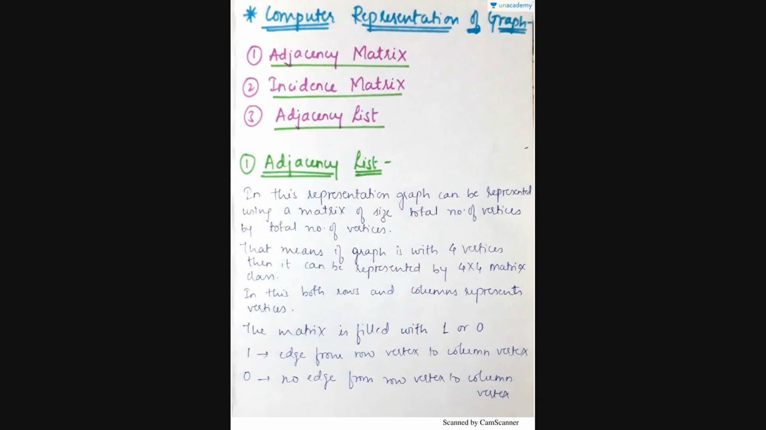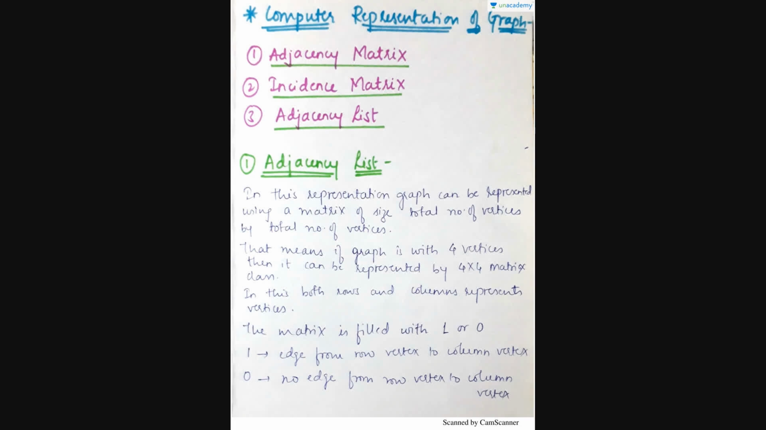There are three main types of computer representation of graphs. Those are adjacency matrix, incidence matrix and adjacency list. First let's see what this adjacency matrix is.